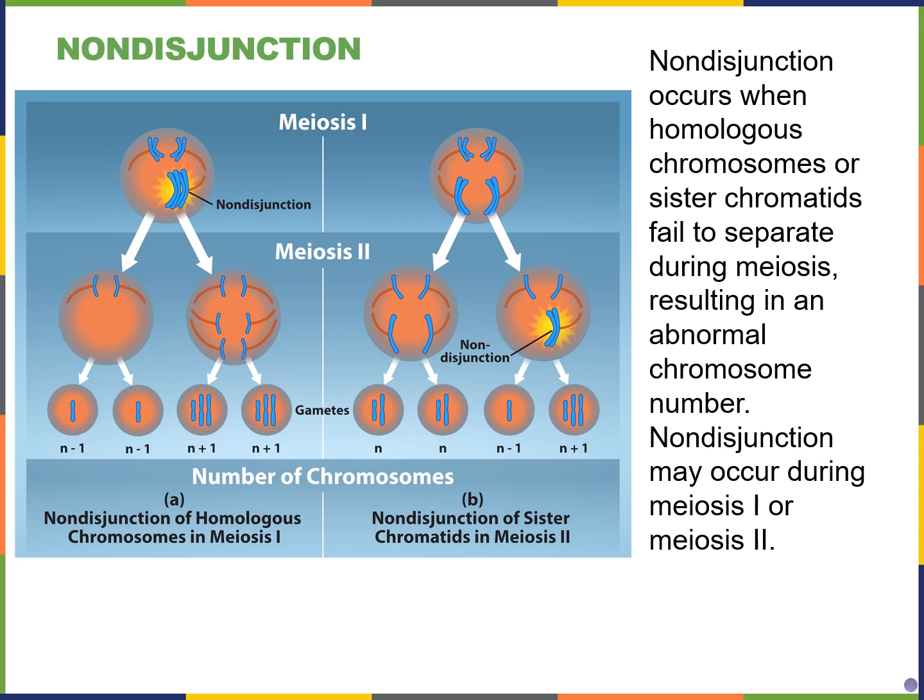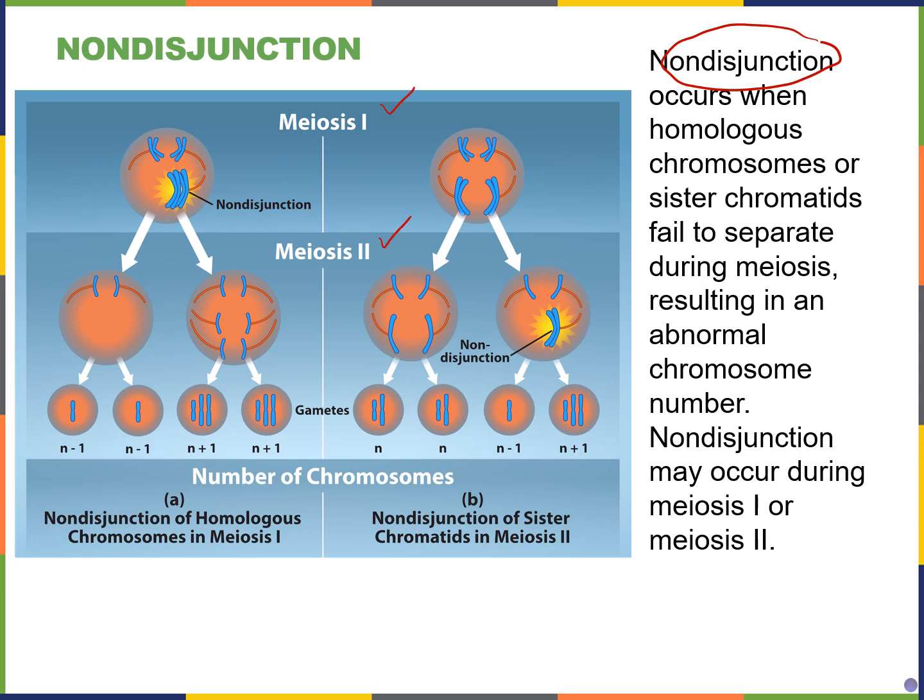So how do we get a weird number of chromosomes or an abnormal number of chromosomes? This arises from something known as nondisjunction. So nondisjunction can happen at one of 2 steps during meiosis. They can either happen during meiosis 1 or meiosis 2.